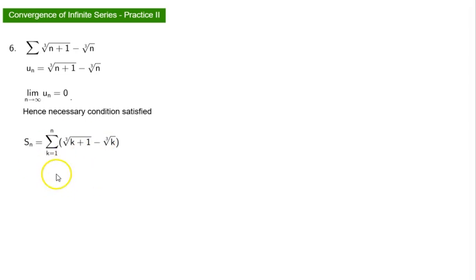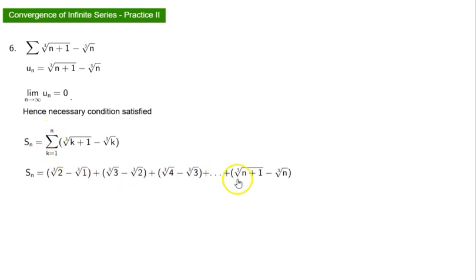And hence the necessary condition is satisfied. Now again, let's look at the partial sum. S sub n is equal to the series cube root of k plus 1 minus cube root of k, where k goes from 1 to n. Now here we actually expand it. Because there is a minus sign here, it would be a telescopic sum. So if we expand it, what do we get? When k is 1, we get cube root of 2 minus cube root of 1, plus cube root of 3 minus cube root of 2, and so on.